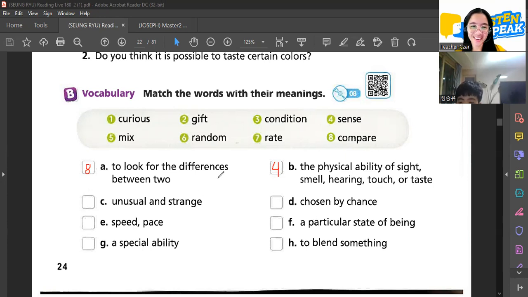Okay, what is random? Okay, unusual or strange is like something or your condition. For example, my condition right now is nervous, but I'm happy. So that kind of condition is unusual or strange, because you are nervous but you are happy. It's unusual or strange. Okay? Okay, how about letter D?